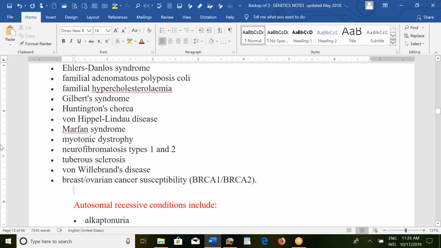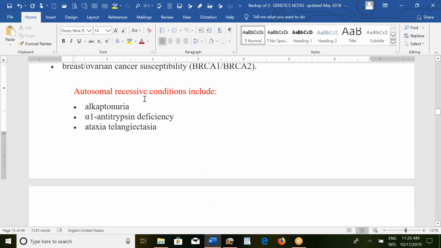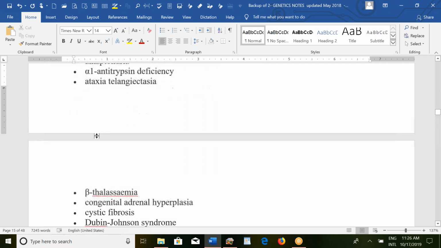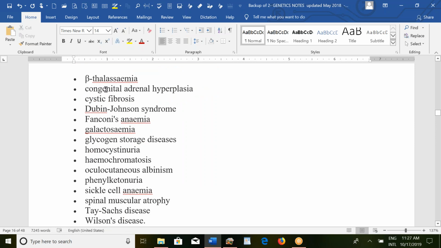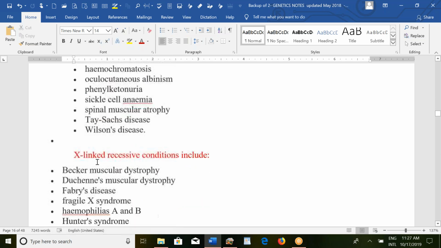Autosomal recessive conditions, I want you to learn them by heart because these are very important; definitely they will ask questions about the mode of inheritance in these conditions. As we know, they will cause metabolic disorders: alkaptonuria, alpha-1 antitrypsin deficiency, ataxia telangiectasia, beta thalassemia, congenital adrenal hyperplasia, cystic fibrosis, Stevens-Johnson syndrome, Fanconi's anemia, galactosemia, glycogen storage disease, homocystinuria, hemochromatosis, oculocutaneous albinism, phenylketonuria, sickle cell anemia, spinal muscular atrophy, Tay-Sachs disease, and Wilson's disease.